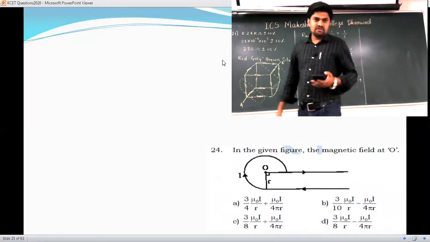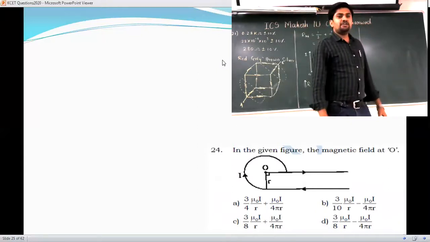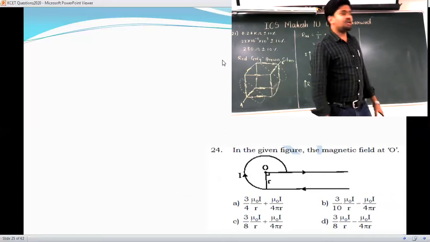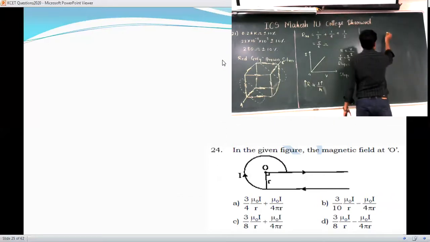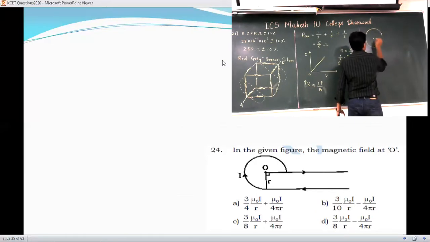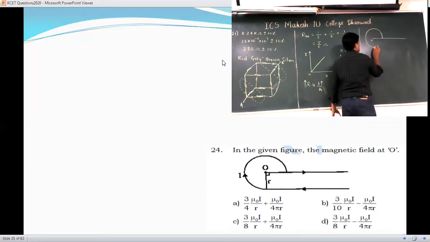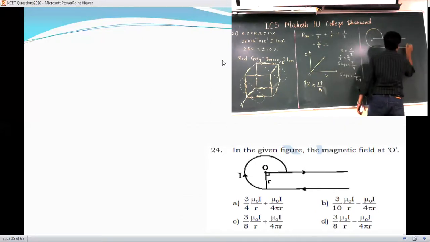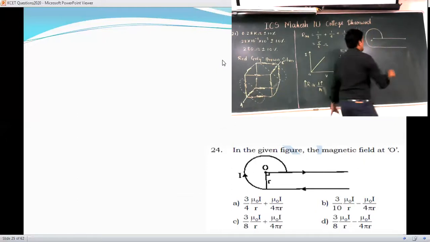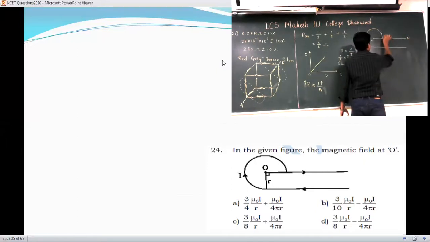Now, see this question. In the given figure, the magnetic field at O is. Some conductor has been given here. They have given one circle. I will take that circle here. This is the central point, I will take it as O. From this point O, they have taken one straight conductor. Let us name this end as C, this as D, this point as E, this as F, and this point as G.